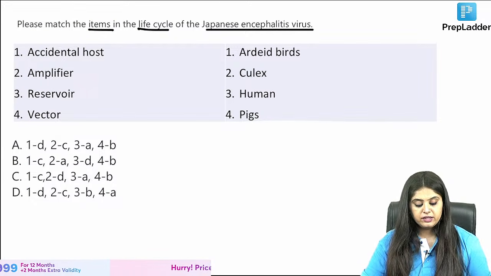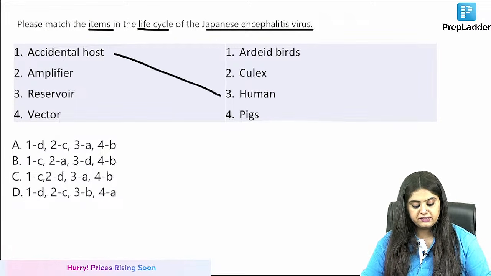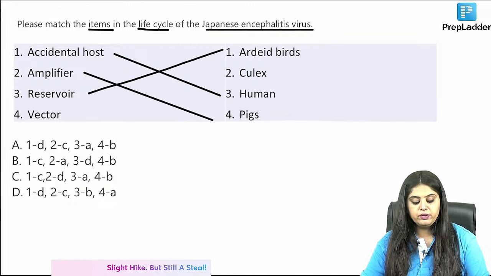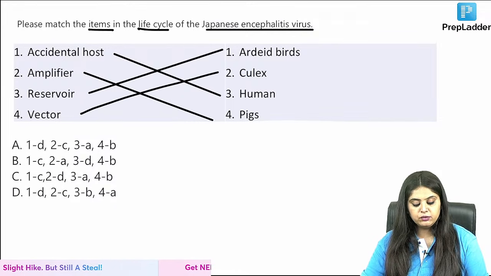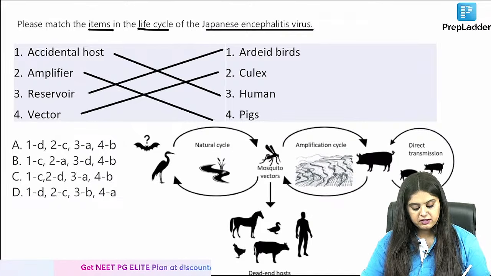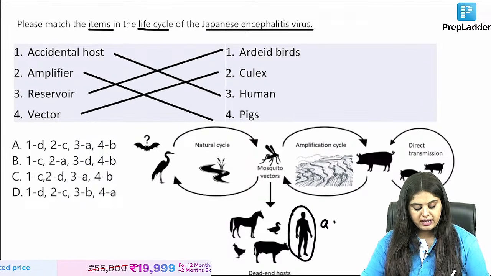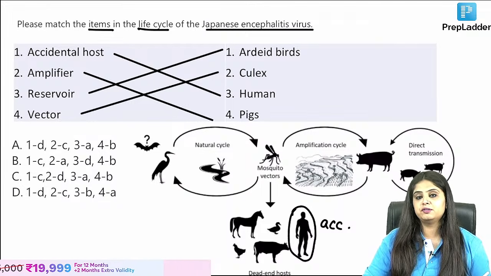Coming back. Okay, so ma'am, we are the accidental host in this. Amplifier hosts are going to be the pigs. Reservoirs are going to be the red birds, and the vector is going to be Culex. Let us see if we have a life cycle over here. Yes, we have. See, we poor people are the accidental host by chance if Japanese encephalitis comes to us.